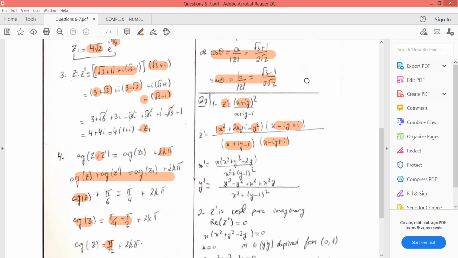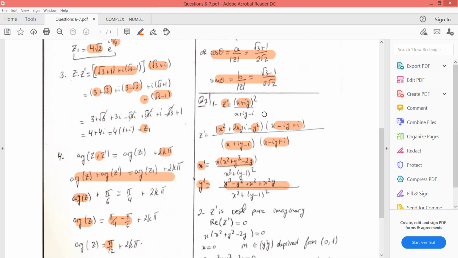Here we expand normally, then instead of z prime we put x prime plus iy prime. The real part equals the real part, so x prime is the real part, and y prime is the imaginary part. Real equals real, imaginary equals imaginary.